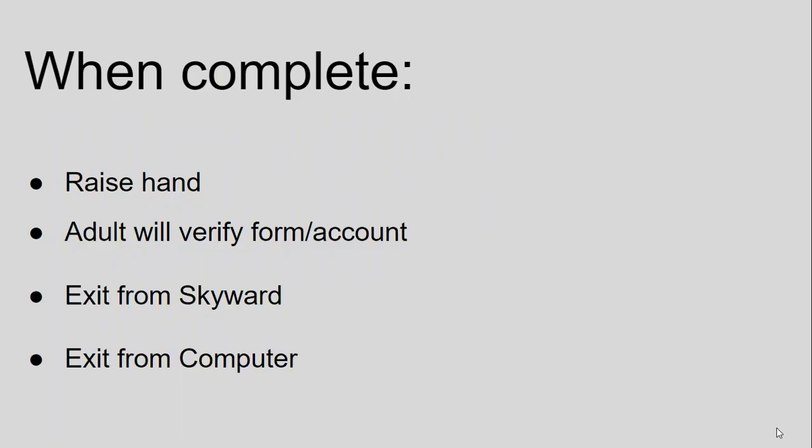When you are complete, raise your hand, and an adult will verify the form on your account. They are going to look to make sure that you have an 8 selected in the upper right-hand corner and 3 alternates. When you have 8 showing and 3 alternates, then you can exit from Skyward and exit from the computer.